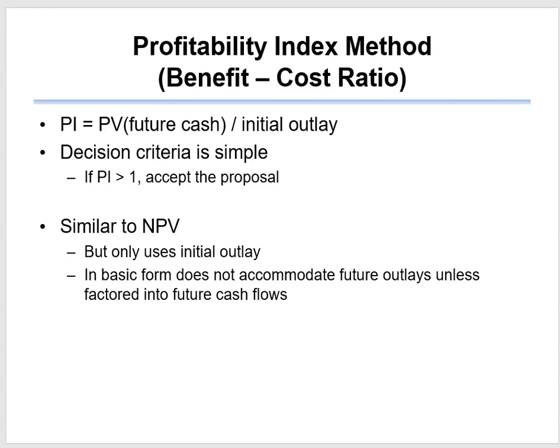Very similar to the net present value. The problem is it uses only the initial outlay. It really doesn't look at, if in the third and the fourth year I'm having to spend more money. This doesn't take it into account. Again, you could take it into account if in each given year you subtract the cash outflows from the cash inflows. But in its basic form, it's just future cash flows in divided by the initial outlay.